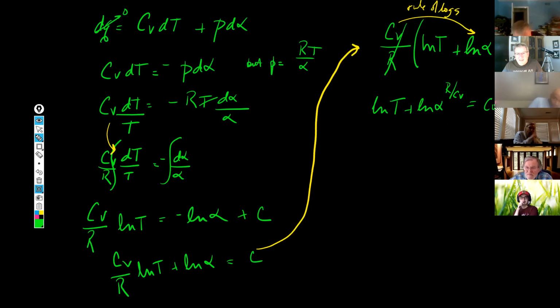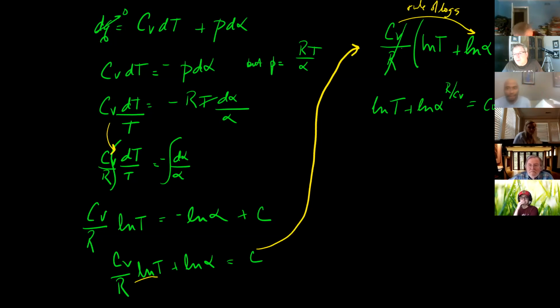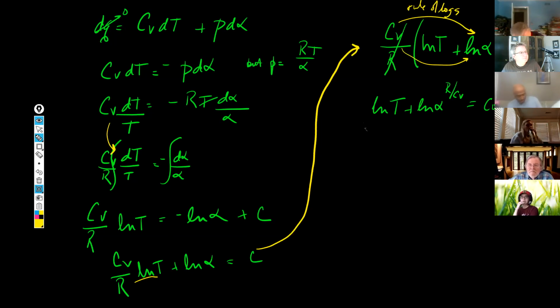Couldn't the R over CP only apply to ln of T? Because you're only multiplying CV over R times ln of T, right? Right. No, because I put it in here. See, over here it was just associated with that, not with this. By putting it here, I'm now multiplying it through by that. Okay, because you can combine the logs, right? Correct. If you could see that.